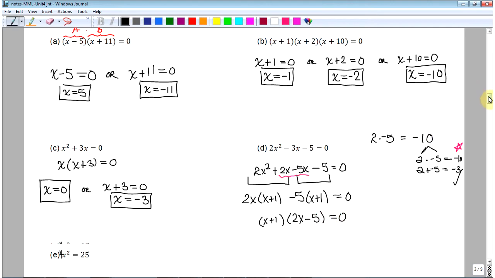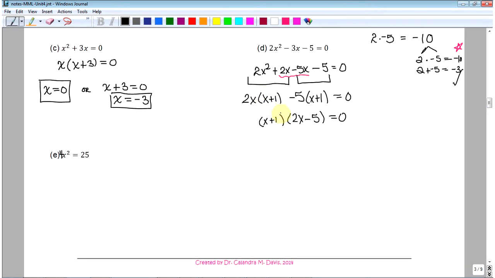And now I'm ready to use my zero product property, because I have a product and I have 0 on one side. So we have x plus 1 is equal to 0, or 2x minus 5 is equal to 0. So my first equation, we would end up with x equals -1. My second equation will have 2x is equal to 5, dividing both sides by 2, and we get that x is equal to 5/2.